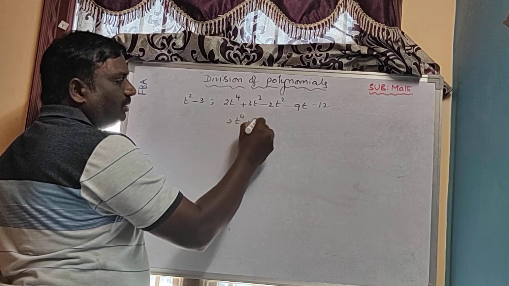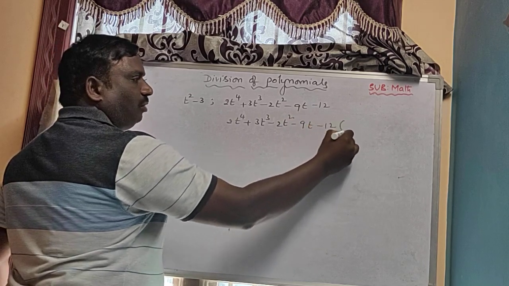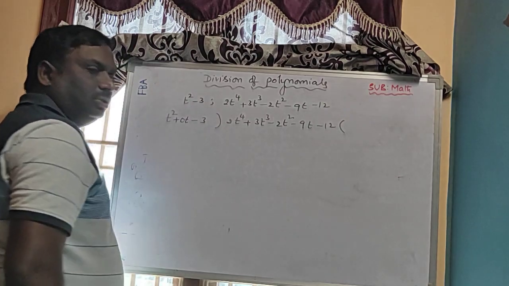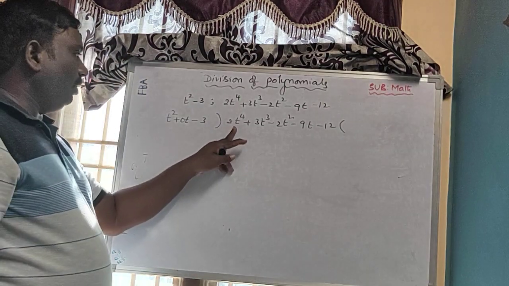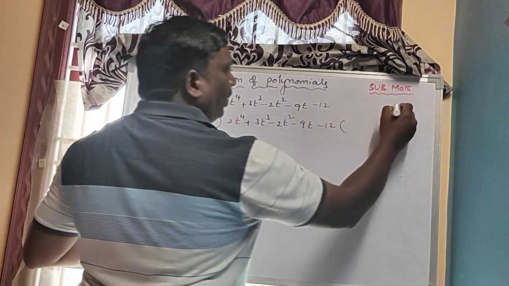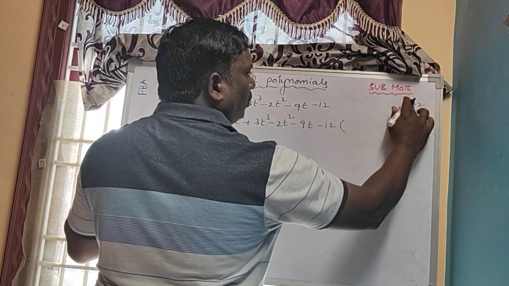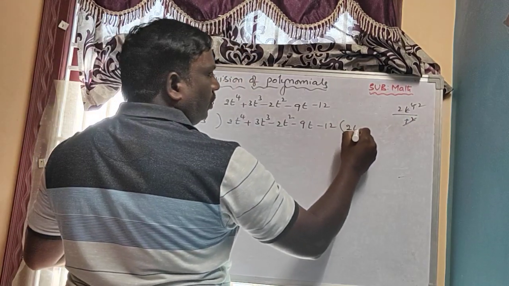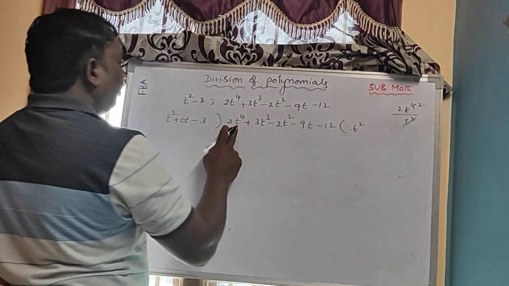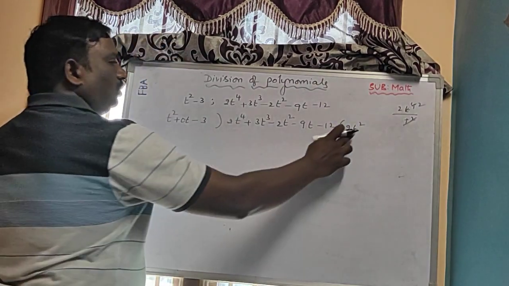2t power 4 plus 3t cube minus 2t square minus 9t minus 12, divided by t square plus 0t minus 3. Same division. We divide the first term of the dividend by the first term of the divisor: 2t power 4 by t square. 2t square will come.